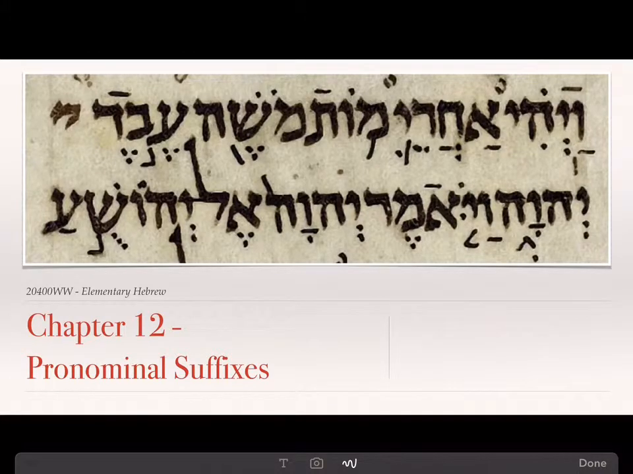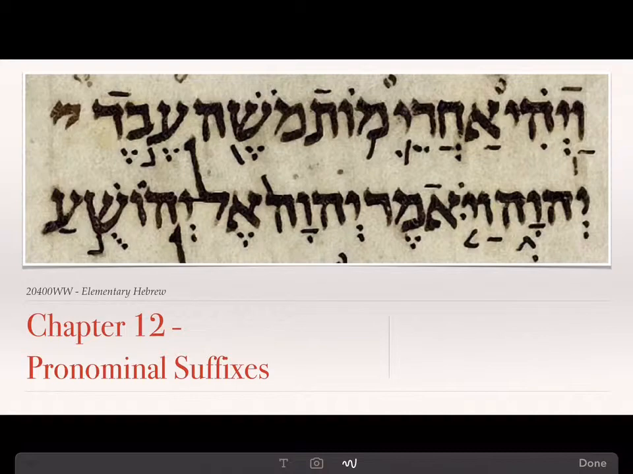All right, welcome to chapter 12. We now move into pronominal suffixes on the ends of words. These are object suffixes for sentences, but they attach directly to words. They also attach directly to verbs, but we won't get into that until chapters 27, 28. In this chapter, we're going to be attaching suffixes to nouns, so something like his horse or her horse, their city, things like that, those suffixes.